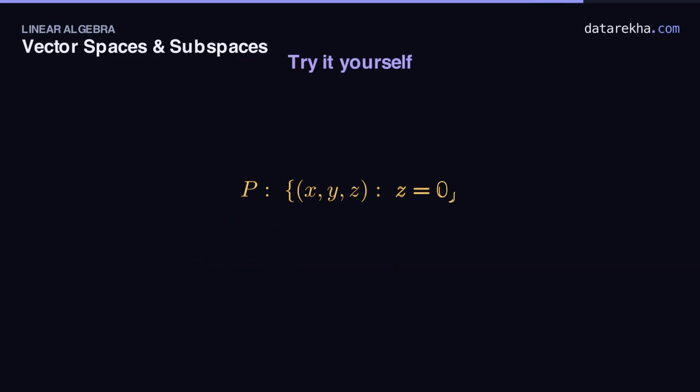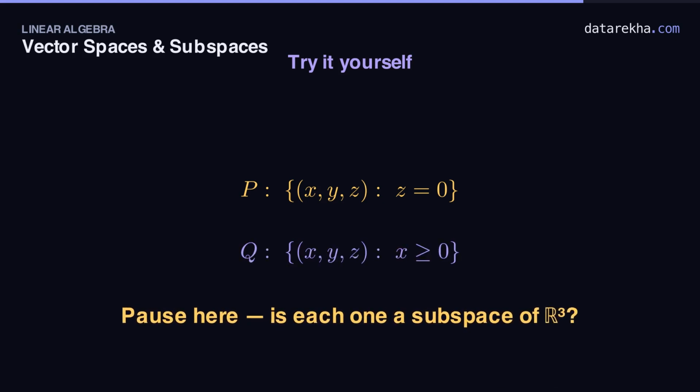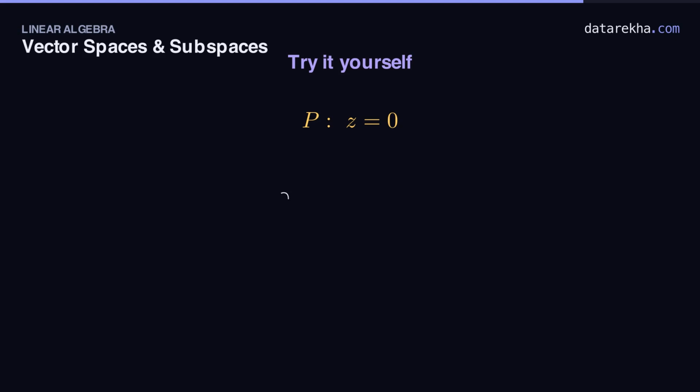Your turn. Two sets in three-dimensional space. P, where z is 0, the flat floor. And Q, where x is at least 0, a solid half of space. Pause right now, run each through the three conditions and decide. I'll wait. Here's P worked through.